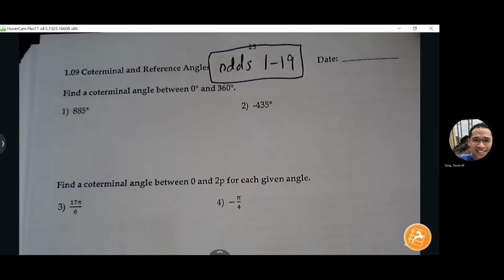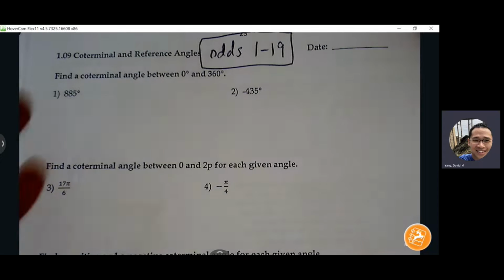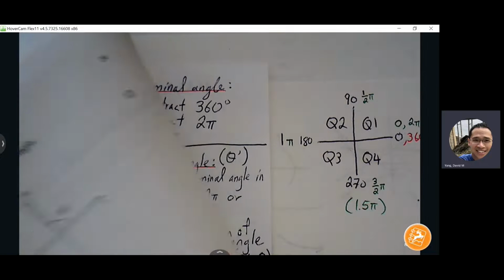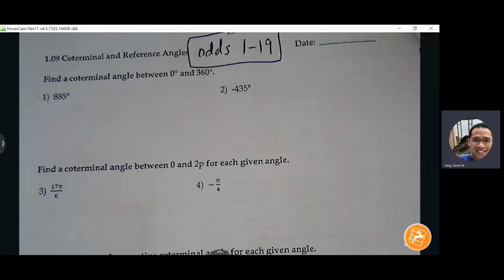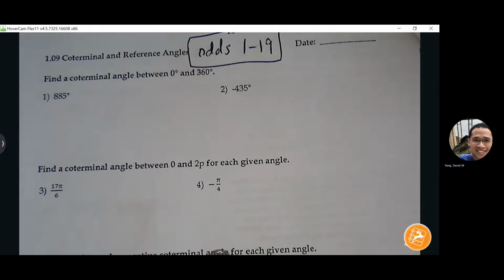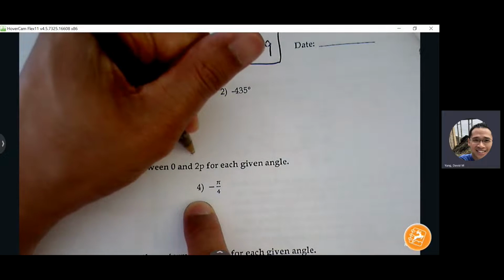All right, so go ahead and start with page 23 and 24. We're just going to work through the odds. This is your classwork, and I'll work through the problem as you guys do it at the same time. Okay. Yeah, that's right. Yeah, between 0 and 2 pi.